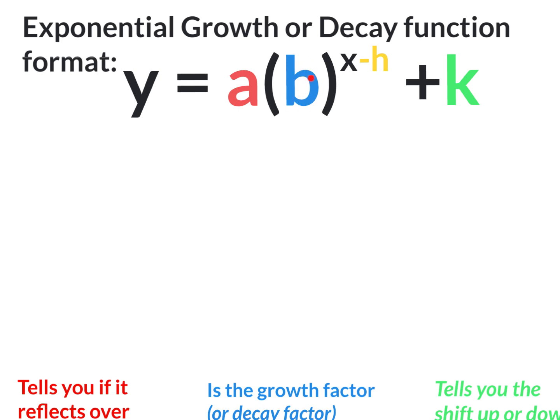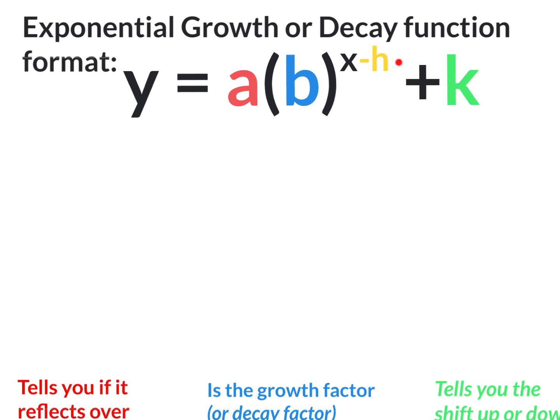If the b value is greater than 1, it's growth, even if it's a decimal or a fraction. If that fraction or decimal is greater than 1, it's going to cause it to grow. From left to right, it's going to grow away from the asymptote. And if for some reason it's less than 1, it'd be, not a compression, a decay function. From left to right, it'll decay towards the asymptote.